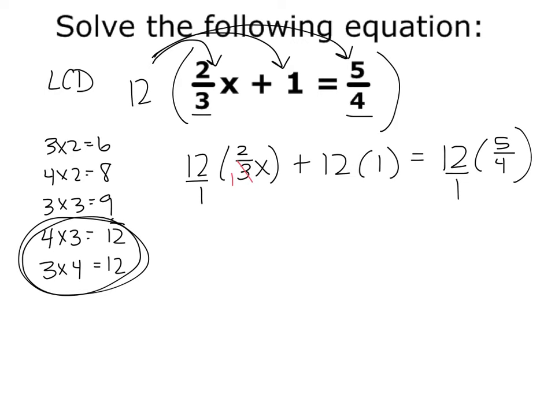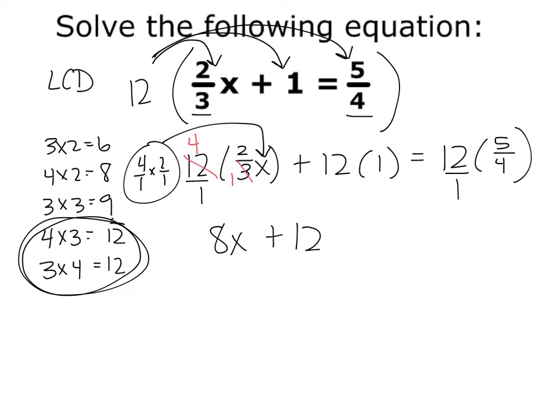3 goes into 3 once, it goes into 12 4 times. So you now have 8x, and the reason why is because it was 4 over 1 times 2 over 1, which is 8, and then you just attach it to the x, plus 12 times 1 is 12. And then over here we have 4 goes into 4 once, it goes into 12 3 times, so that equals 15. So now you have a much more manageable two-step equation.